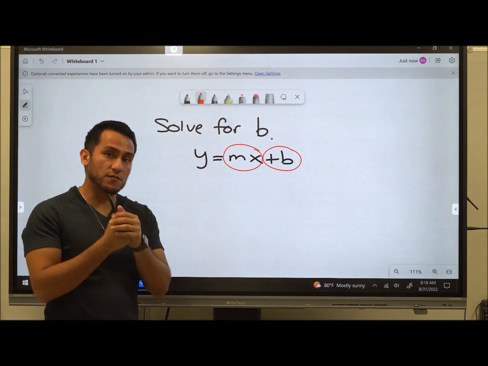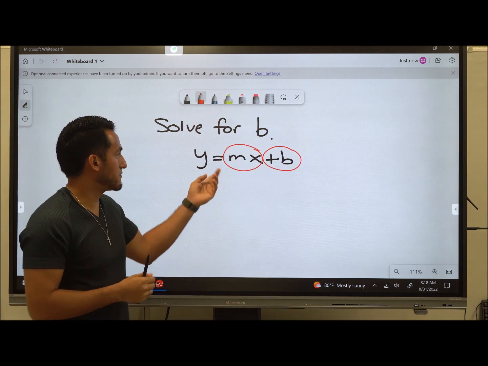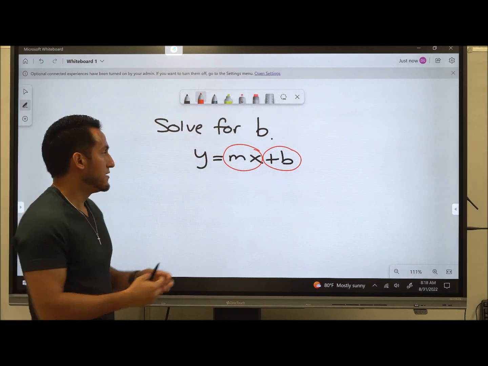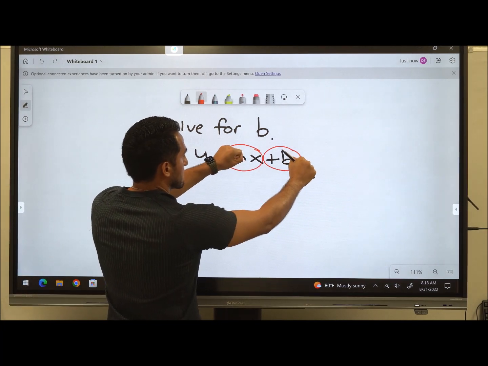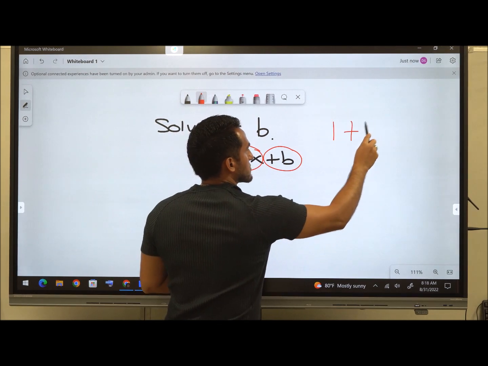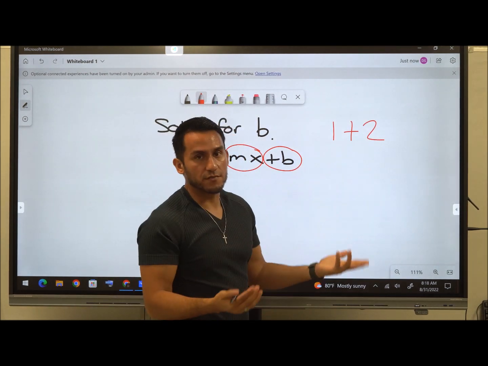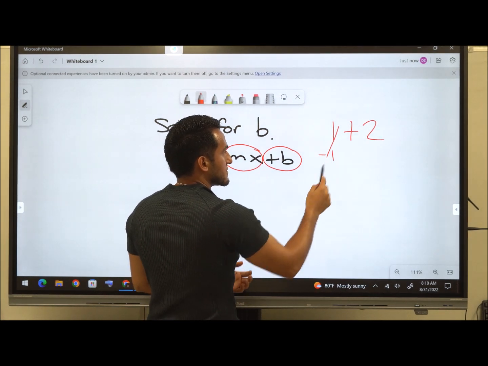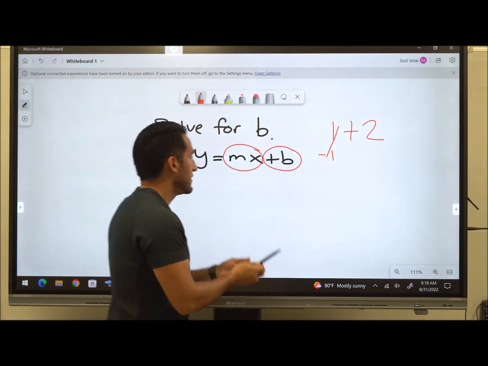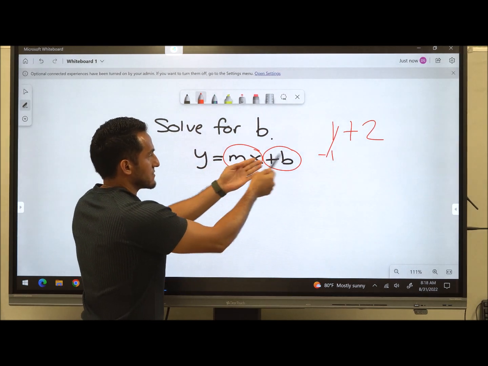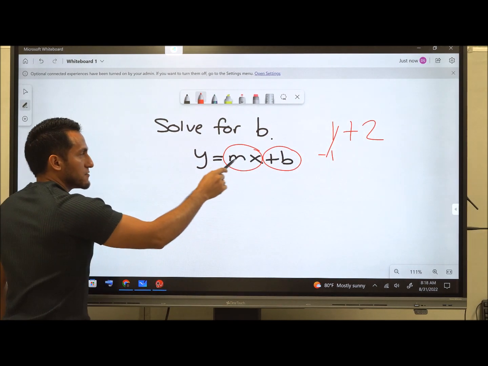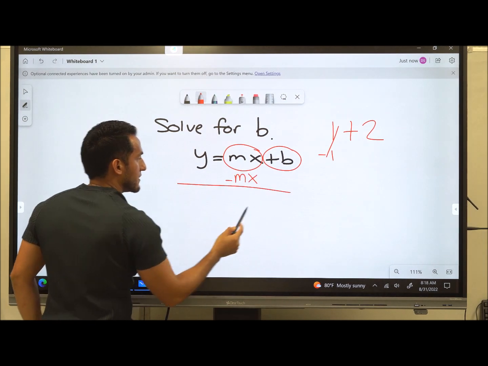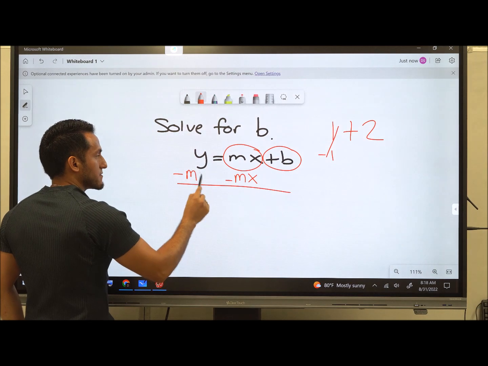Since this is a term together, m times x, and it's a positive mx, you can cancel it by subtracting an mx. Because what's happening is you're adding this with this. Imagine you had 1 plus 2, and you want to leave the 2 by itself. All you have to do is cancel the 1. So you do minus 1, these cancel, and now you have the 2 by itself. Imagine that's what this is, this plus this. So if you want to leave this by itself, you have to do the opposite, minus mx. So on this side you do minus mx.